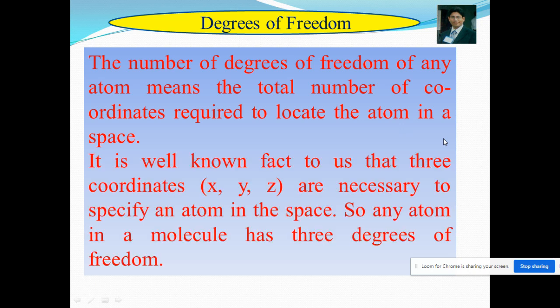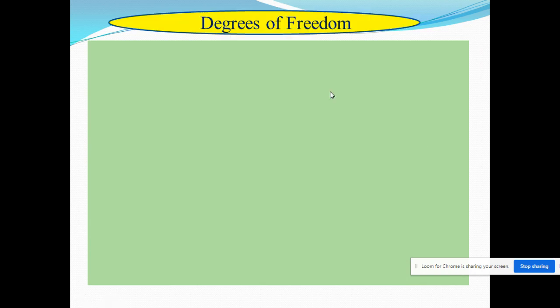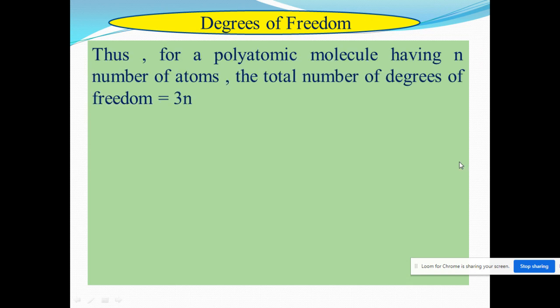The number of degrees of freedom of any atom means the total number of coordinates required to locate the atom in space. It is a well known fact that three coordinates, that is x, y, and z, are necessary to specify an atom in space. So any atom in a molecule has 3 degrees of freedom. Thus, for a polyatomic molecule having n number of atoms, the total number of degrees of freedom is equal to 3n.